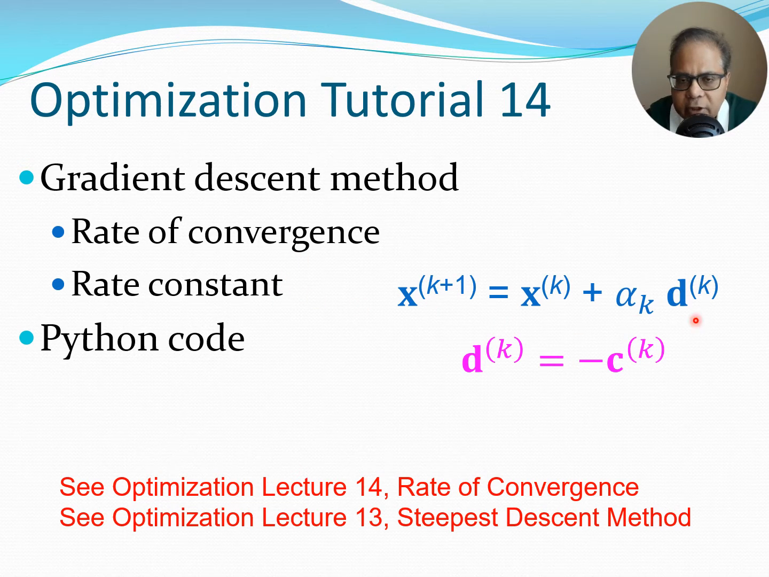Now just to recapitulate, the gradient descent method says that dk is minus ck, being the gradient vector, and xk plus 1 is xk plus alpha k dk, where alpha k is the one-dimensional step size and dk is the search direction. Of course you know that dk, the search direction, is different for different methods. The steepest descent method has one of the simplest search directions, given by the negative of the gradient vector. So if you have calculated the gradient vector at any point, you can essentially use the steepest descent method.